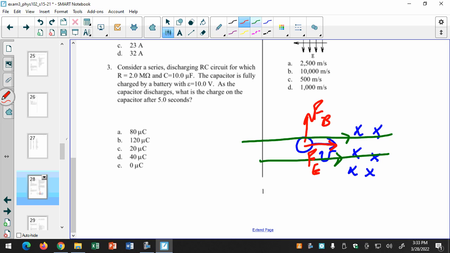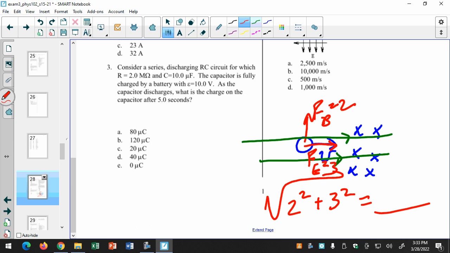You want me to tell you what I'm going to ask? I'm going to ask you, what is the net force on that particle? If you find those two forces, how do you find the net force? Like, let's say that FB is equal to 2 and this is equal to 3, how would I find the net force? Right, I'd say the square root of 2 squared plus 3 squared. And then that would be the answer.